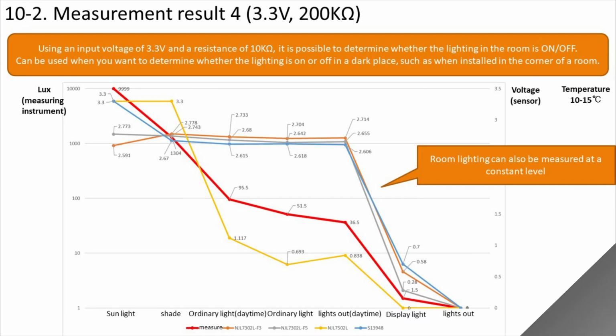Move on. This is the result when the supply voltage is 3.3 volts and 200k ohms is used. It is also possible to determine whether the lighting in the room is on or off. I think this is good if you want to judge dark lighting. If you install it in the corner of the room, etc., you will need to judge the darkness. In addition, it will be able to respond to even a little brightness, such as sunrise. Any resistor value will work just fine for an appreciable change in brightness. How much brightness you want to know in detail depends on the application, so it seems that you will have to select the resistance value and use it.